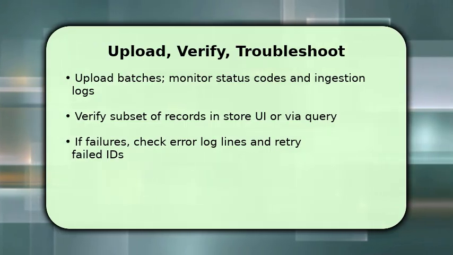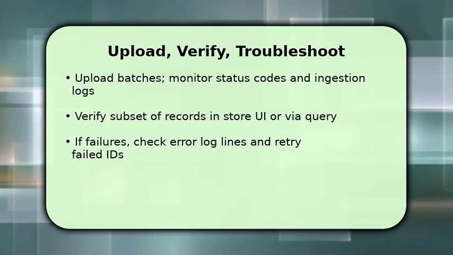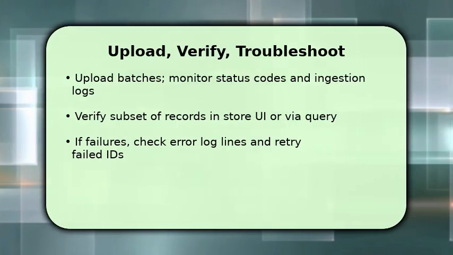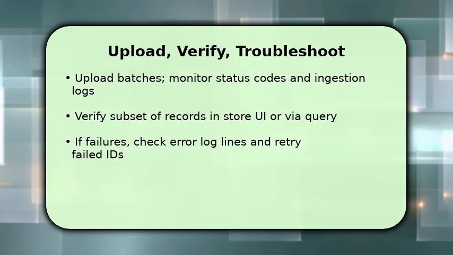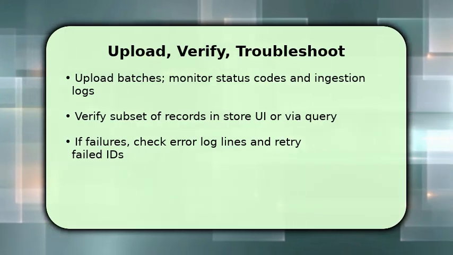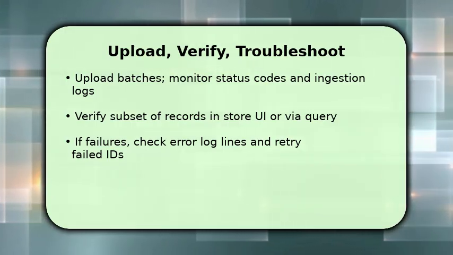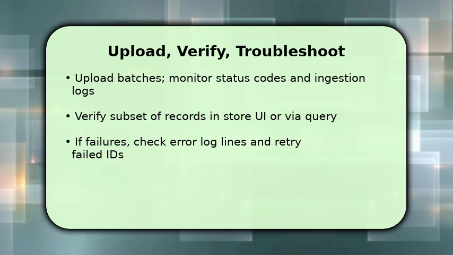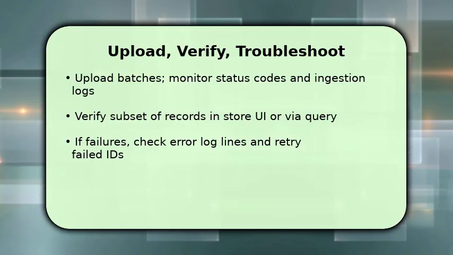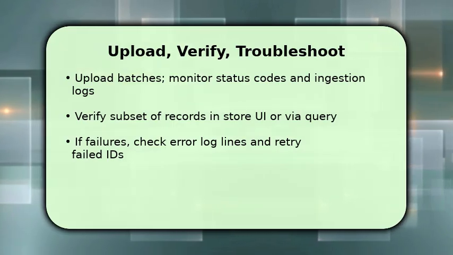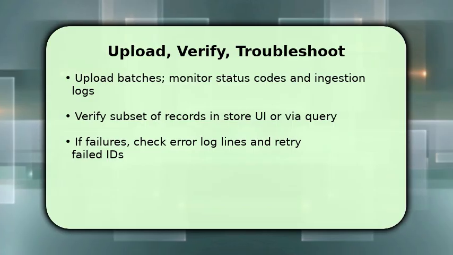After ingestion, verify a sample of records using the store UI or run queries to ensure data integrity and indexing completed. If records failed, inspect error logs for row ID and descriptive messages, then reformat those rows and retry only the failed ID. One key troubleshooting tip: inspect timestamps and character encoding first when facing unexplained failures.